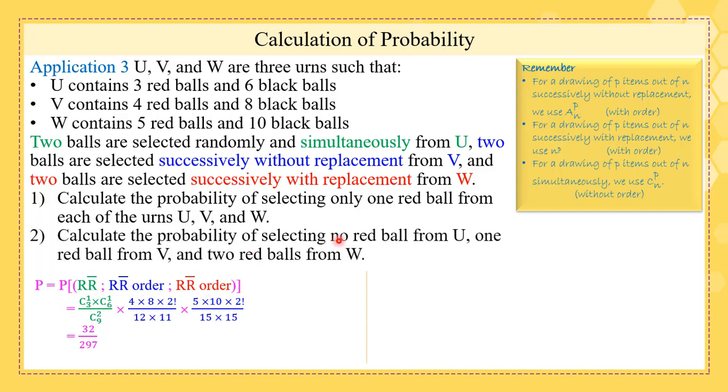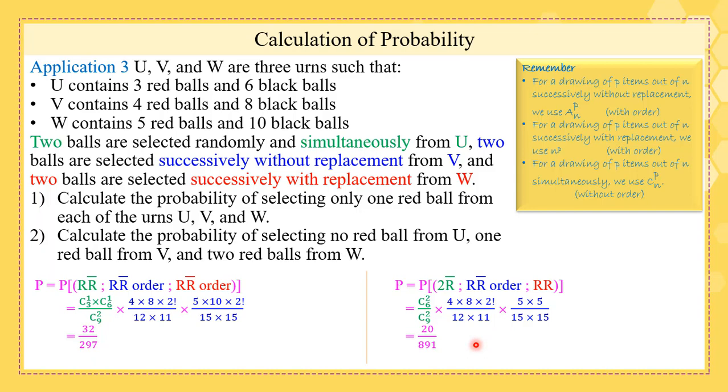Well, calculate the probability of selecting no red ball from U, 1 red ball from V, and 2 red balls from W. Try also to do it alone. No red ball from U means 2 non-red, which are black in this case. 1 red ball from V means 1 red, 1 non-red with the order. And 2 red balls from W means red, red. And we have to respect the specification of each case. This is a combination, this is an arrangement, and this is a power. This is what we get.